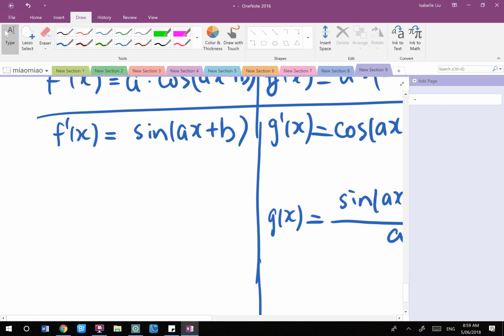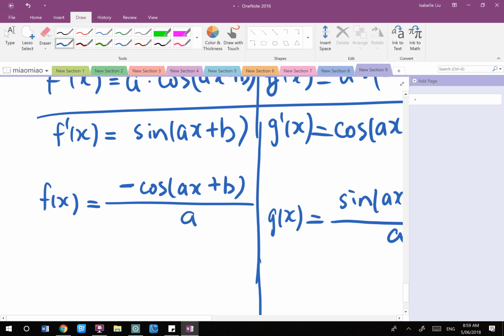But the sine one is confusing. When you do antiderivative, cos gives you minus sine. Then minus sine will give you cos, right? Then sine will give you minus cos. So for this one, it's the very confusing one. So that will change to a minus cos, divided by a, and then plus c at the back.